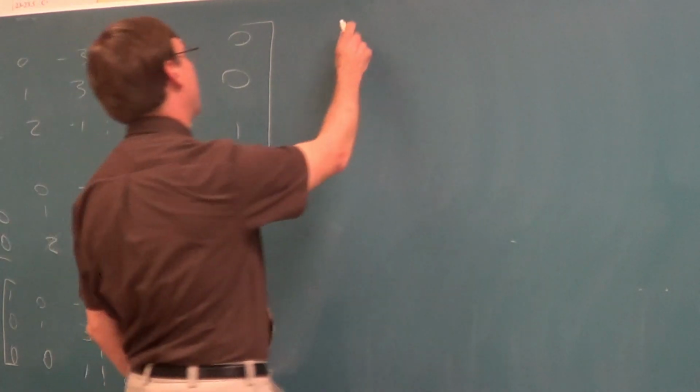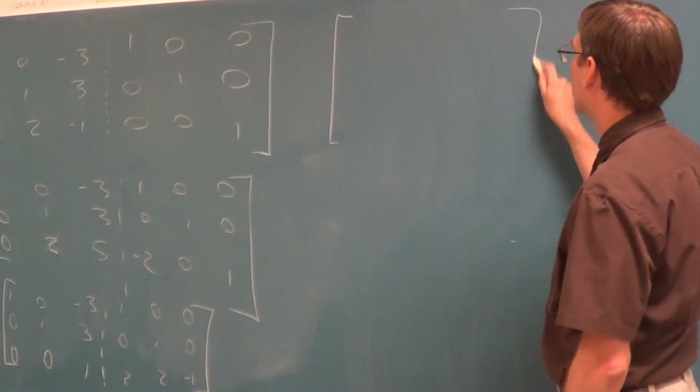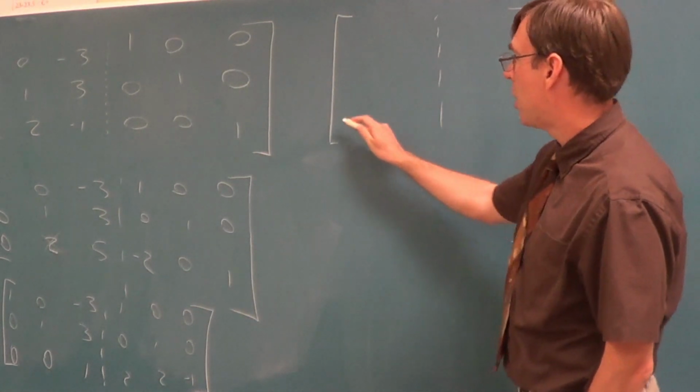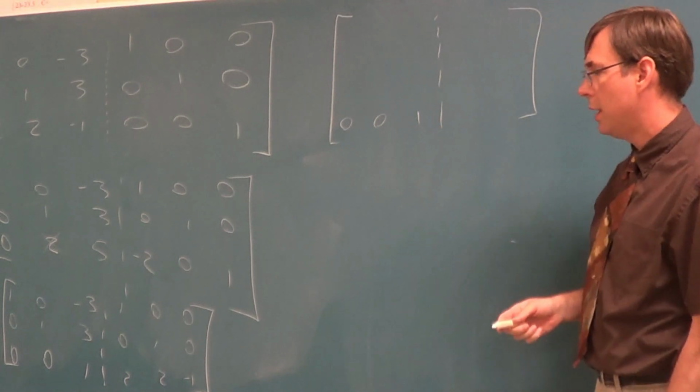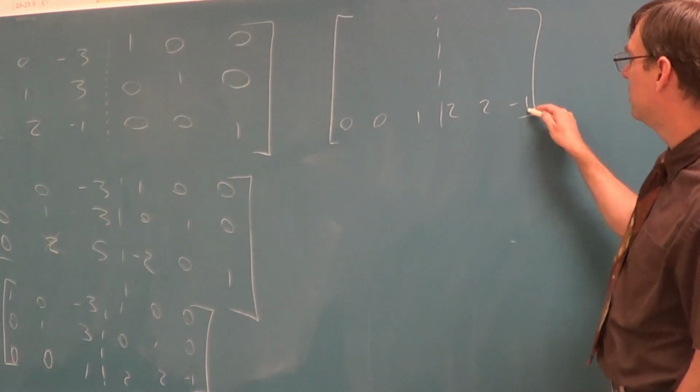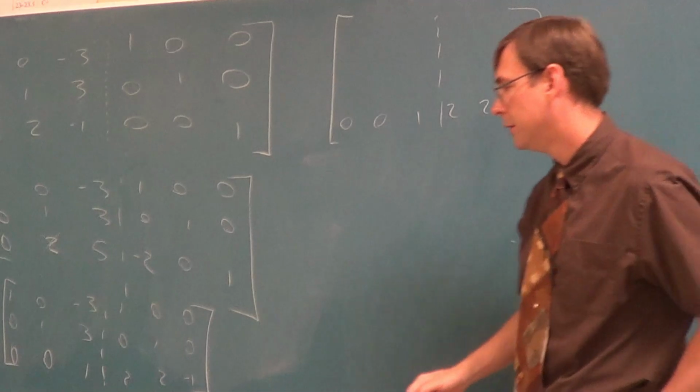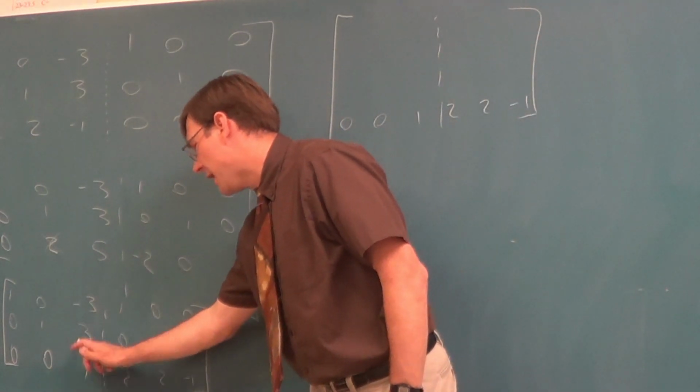So I'll go over here, make myself another matrix box area. The bottom row is done forever. 0, 0, 1 is done forever. So 2, 2, -1 is done forever. How could you use the -1?